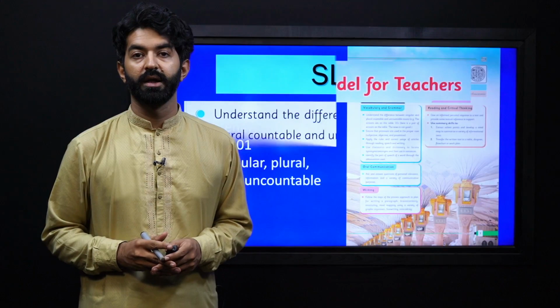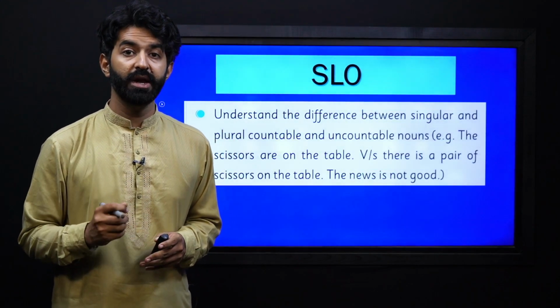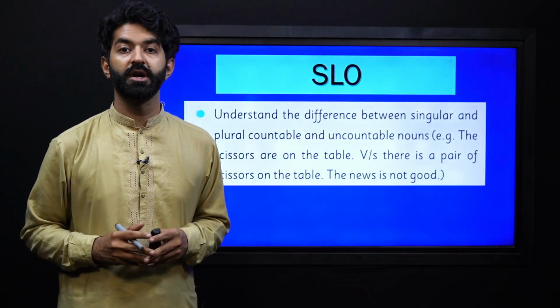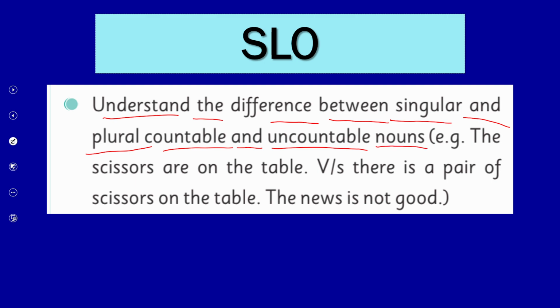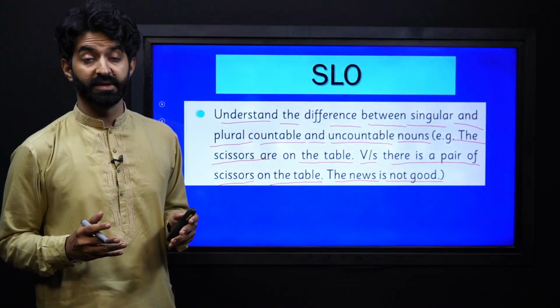So let's begin our lecture by reading and understanding our students' learning outcome. Our SLO is understand the difference between singular and plural, countable and uncountable nouns. For example, the scissors are on the table versus there's a pair of scissors on the table. The news is not good. So along with the SLO, we have some examples over here.